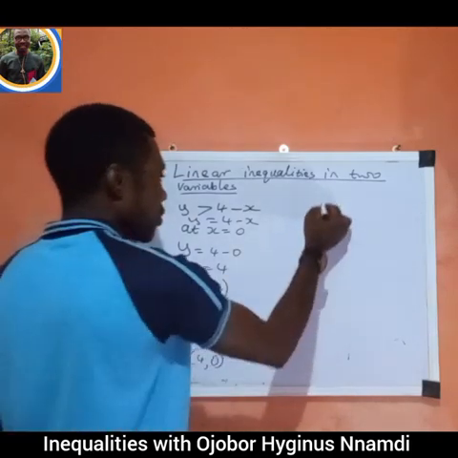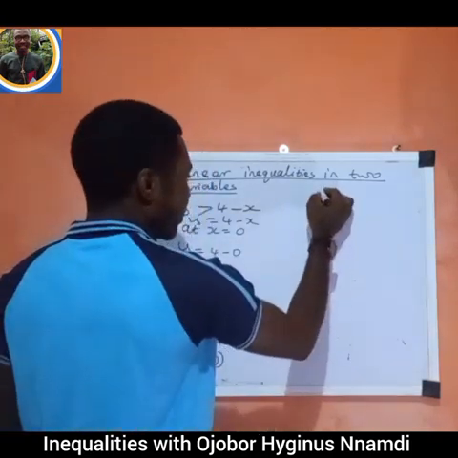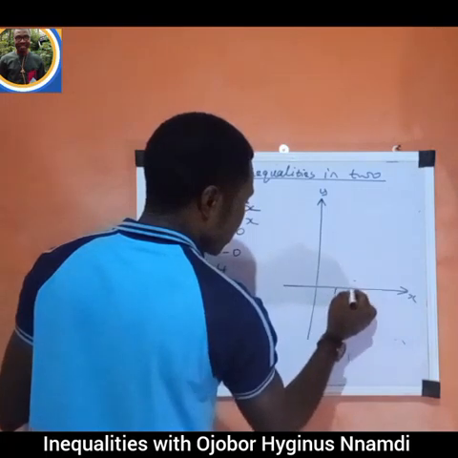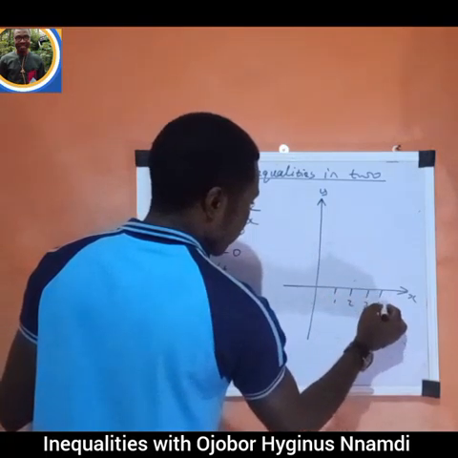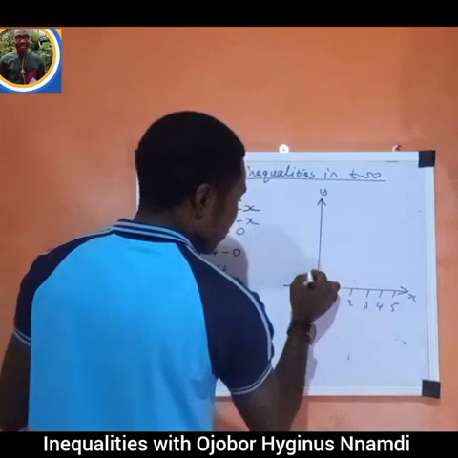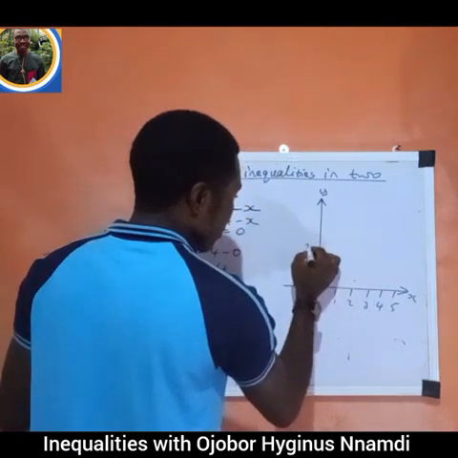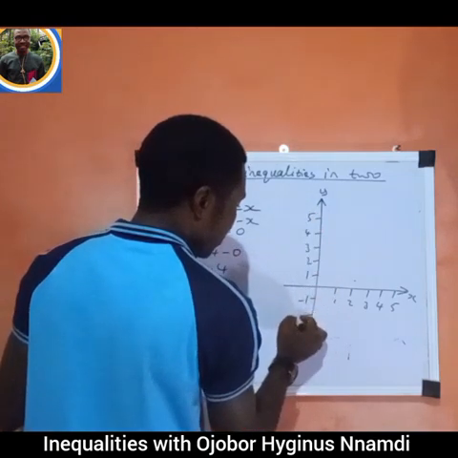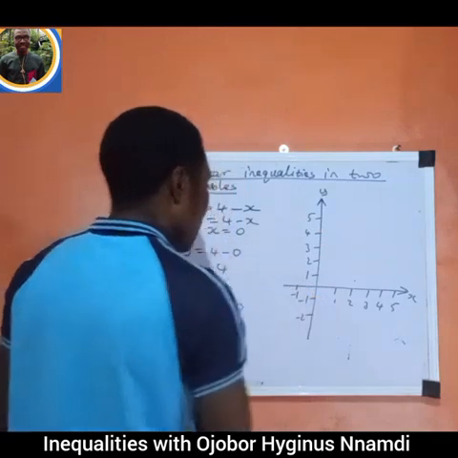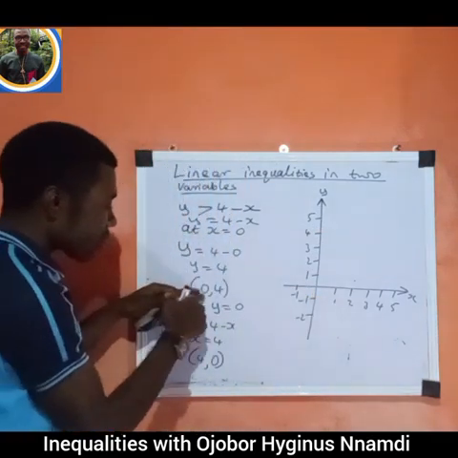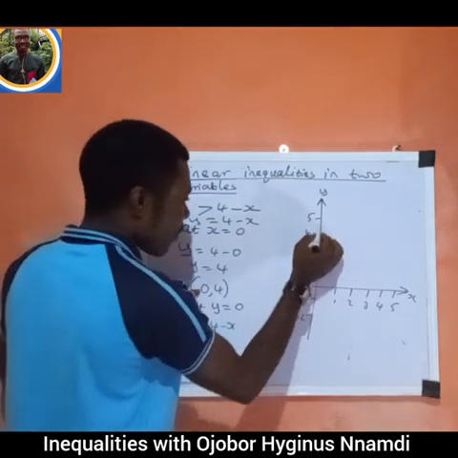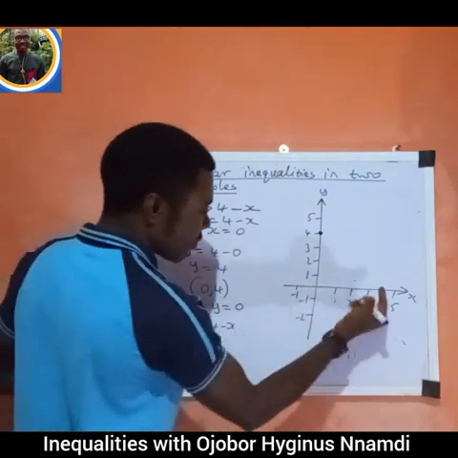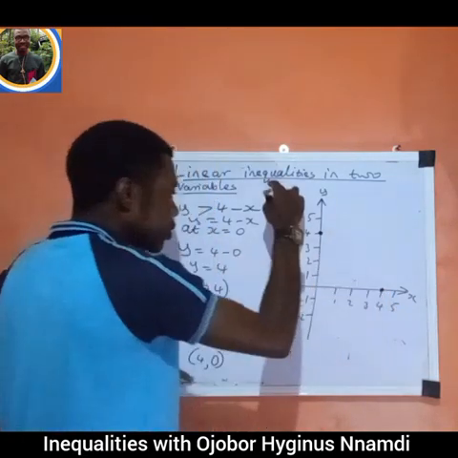Then when you draw your Cartesian plane, with the y and the x axes, and we have 1, 2, 3, 4, 5, and 1, 2, 3, 4, 5. Minus 1, minus 2 might not be needed. Okay, so at x equals 0, y is 4, you go to y equals 4 and locate that point. At y equals 0, x is 4, you go to x equals 4, locate that point, and join the 2 points.